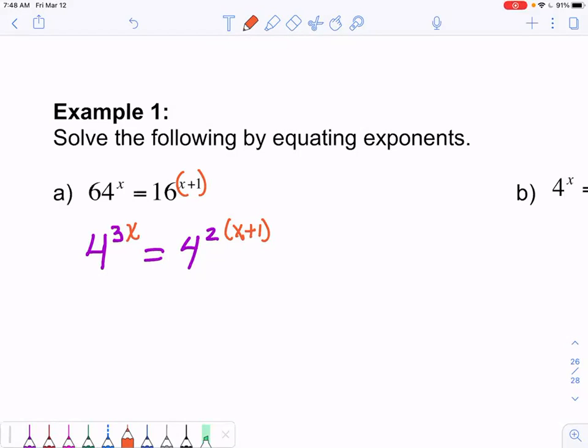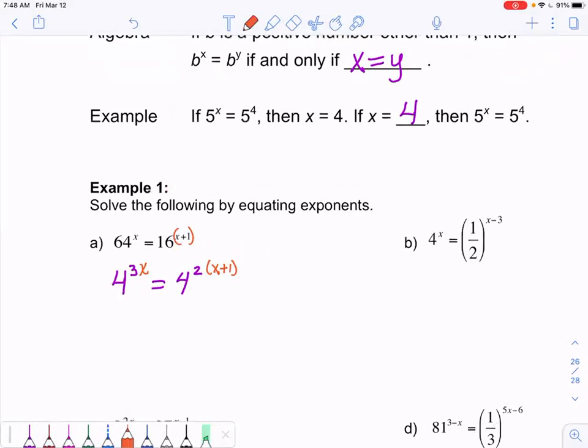All right, the bases are the same. So this is saying if the bases are the same, then I can solve for the exponents so that I can take 3x and set it equal to 2 times the quantity x plus 1. So we're going to solve for the x in the exponents. So 3x equals, I distribute that 2 through, I get 2x plus 2.